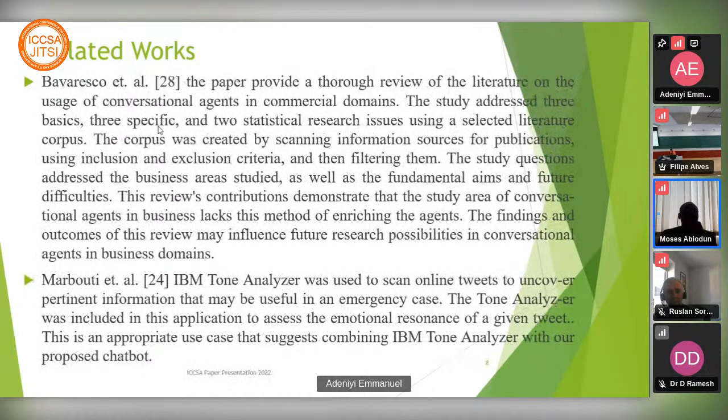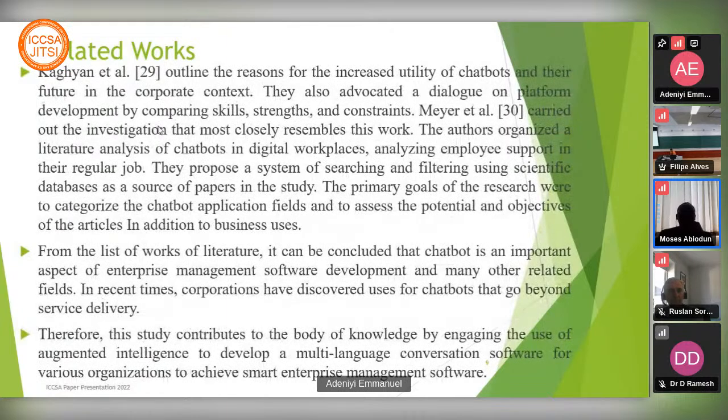We also talk about Barberos and Maboni et al., who also work on chatbots. From the list of literature, it can be concluded that chatbots are an important aspect of enterprise management software development and many other related fields. In recent times, corporations have discovered uses for chatbots that go beyond service delivery. Therefore, this study contributes to the body of knowledge by engaging the use of augmented intelligence to develop multilingual conversation software for various organizations to achieve their purpose in their area of use.